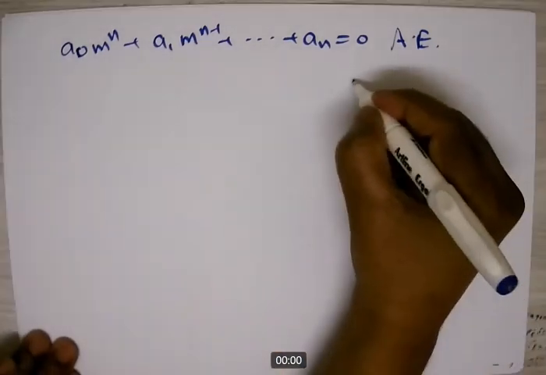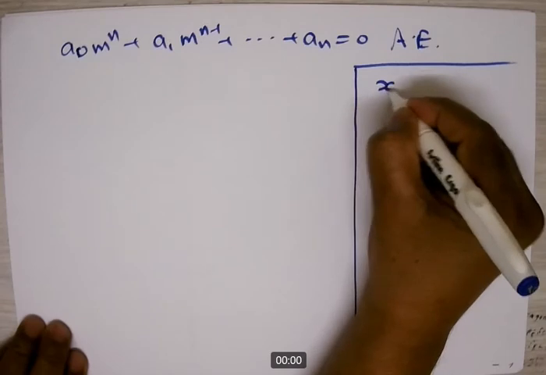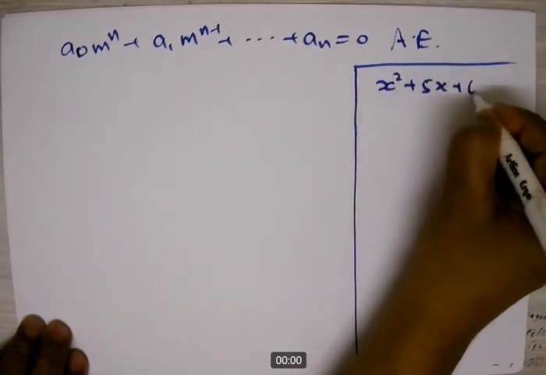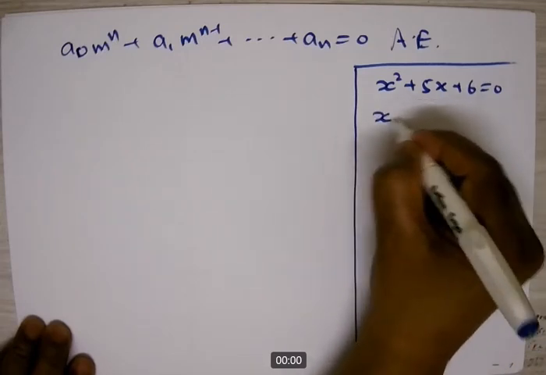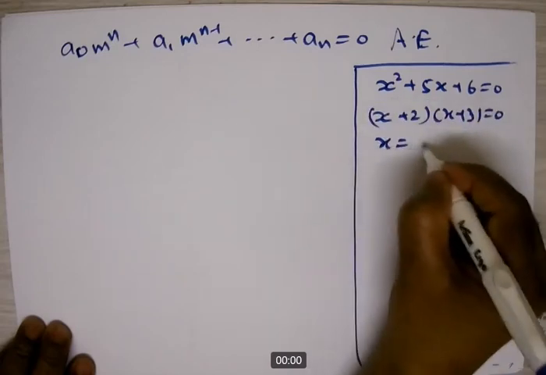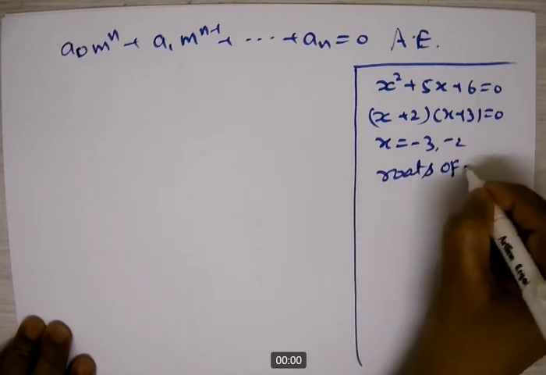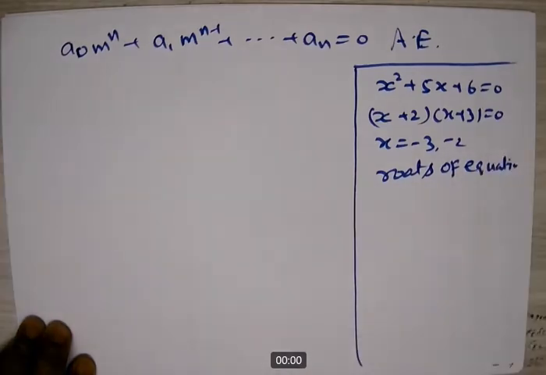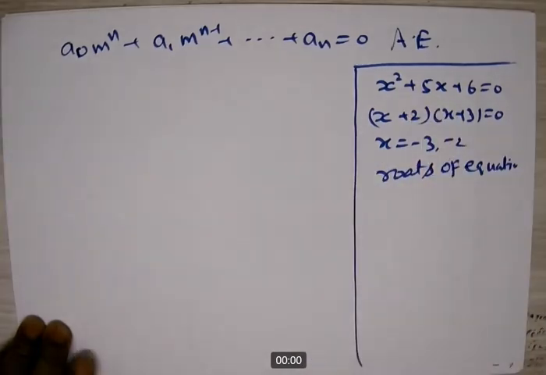Just before going further, I want to explain that. Suppose you have x square plus 5x plus 6 equal to 0, it means find the values of x. That means factorize it. So we can factorize it like x plus 2, x plus 3 equal to 0. So x is equal to minus 3, minus 2. This is called the roots of the equation. So if you solve that, whatever you got is called the roots of the equation.